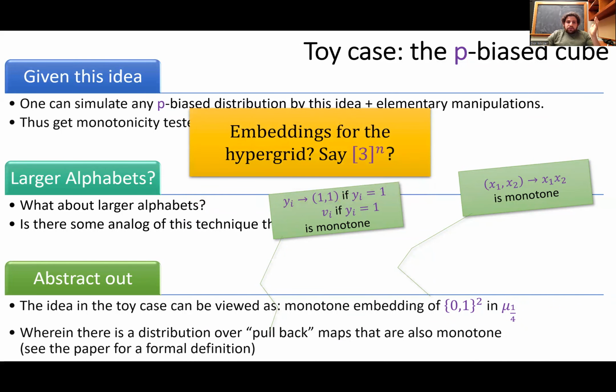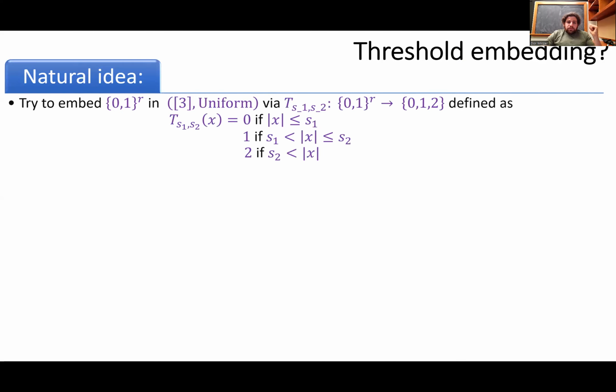So with this in mind, can you construct embeddings for the hypergrid? And once you think about it this way, there is a very natural attempt that you may do, which is called a threshold embedding. So here you're going to attempt to partition 0, 1 to the r into 3 parts according to the Hamming weight and try to make it as equal as possible.